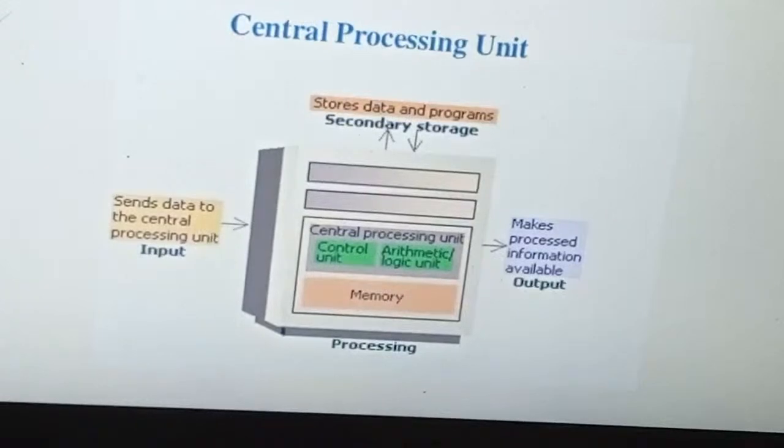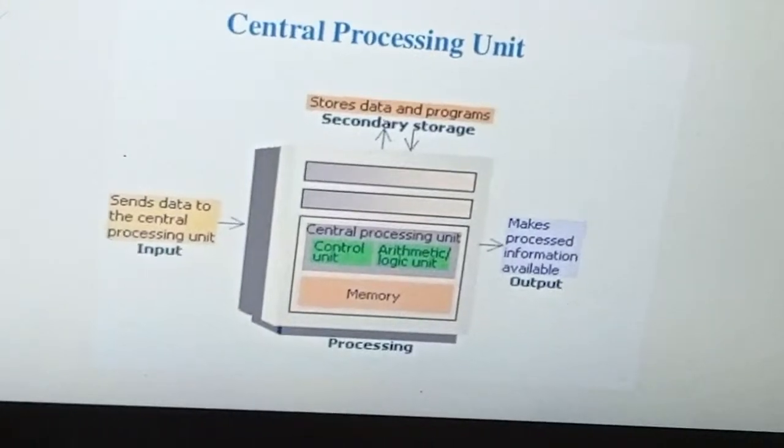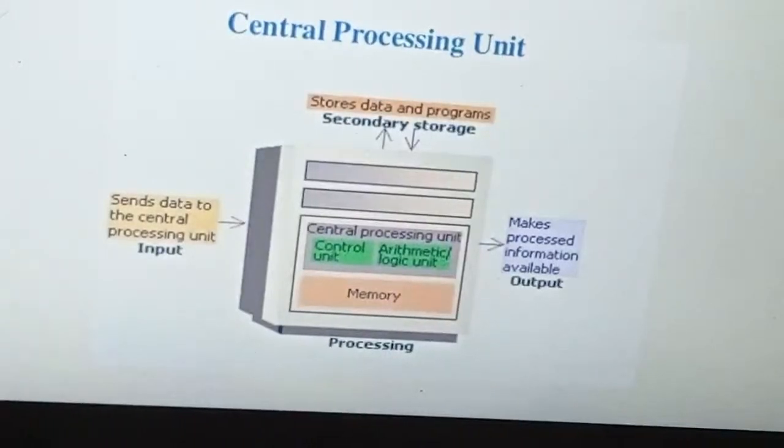Now coming to input devices. Input devices only allow for input of data, and the computer processes that data from the CPU and sends the output to the output devices. The most commonly used input devices are keyboard, mouse, and webcam. Keyboard and mouse take input from the user and send that data to the computer.